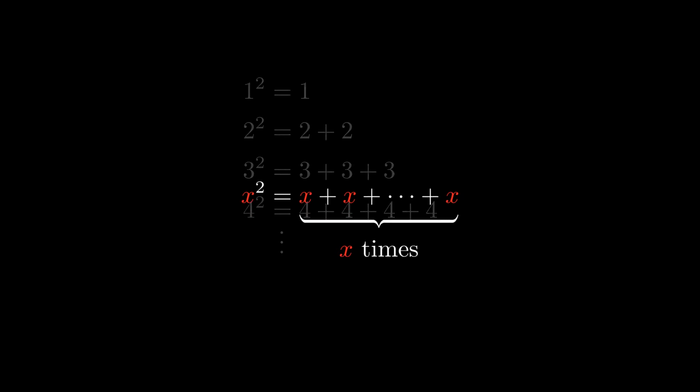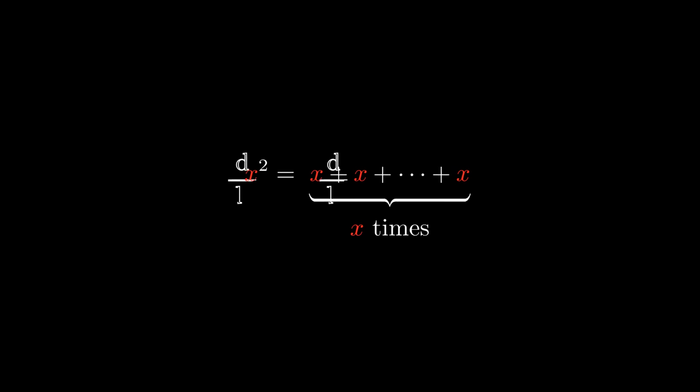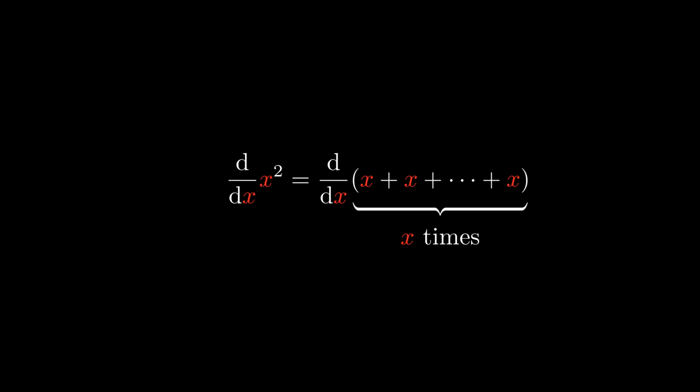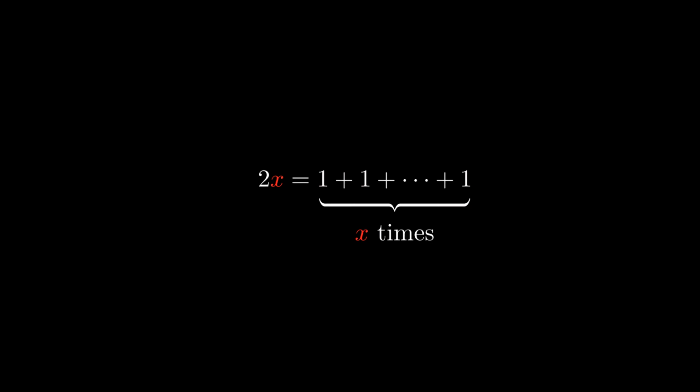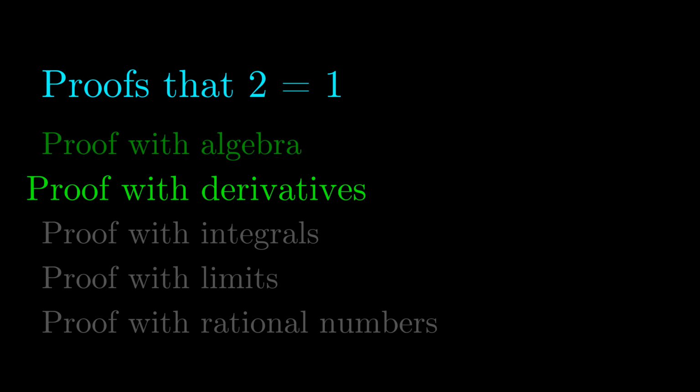Now, I'm going to take this last equation and find the derivative of each side. On the left side, we can just use the power rule. On the right side, we can use the sum rule. Now, we know that 1 plus 1 plus 1 and so on x times is just x. We can now cancel the x's. Thus, we see that 2 equals 1. This completes the proof with derivatives.